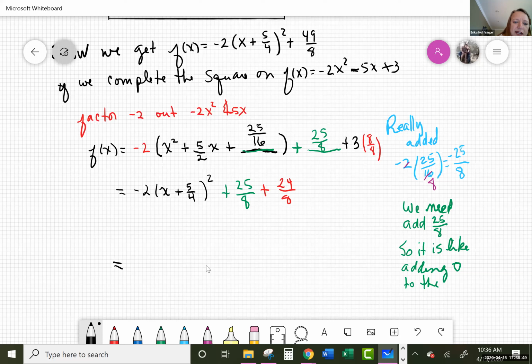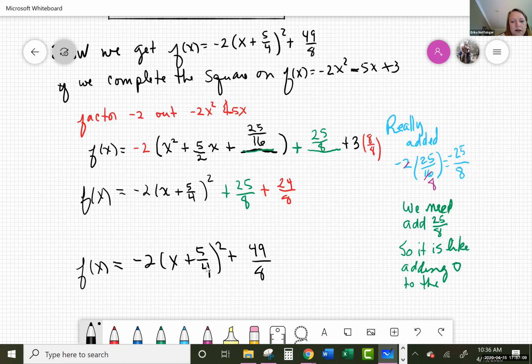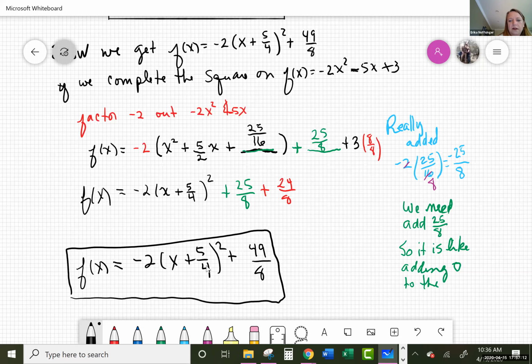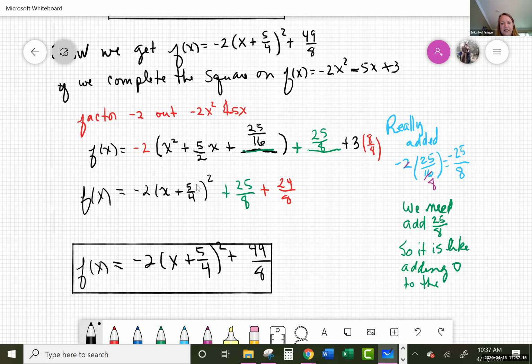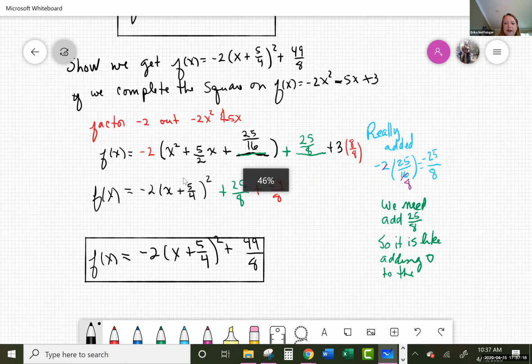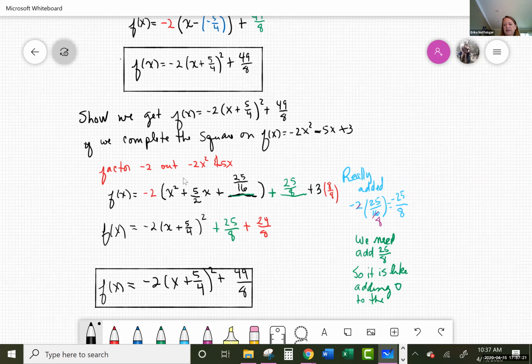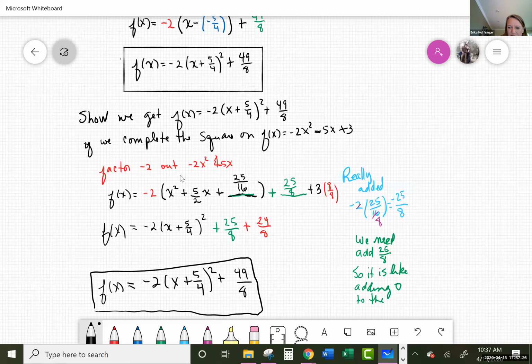So this is equal to -2 all times x plus 5/4 quantity squared plus, well, 25 plus 24 is 49 all over 8, which is the same thing we got above. Just want to make my box a little bigger.